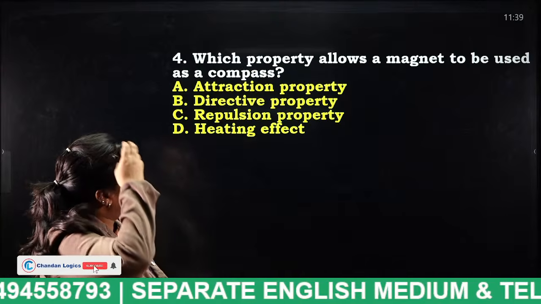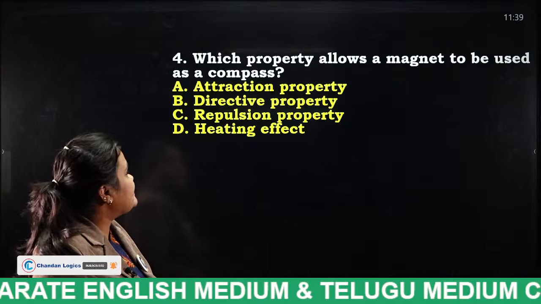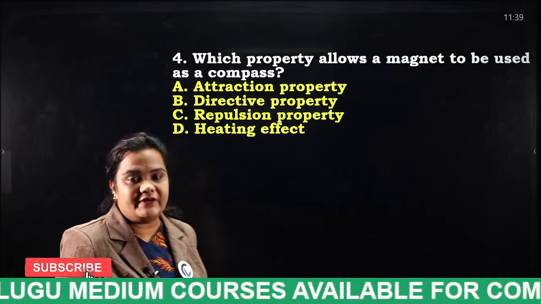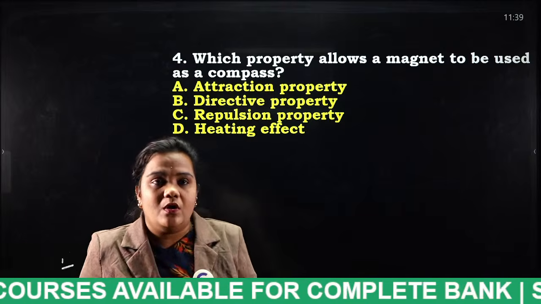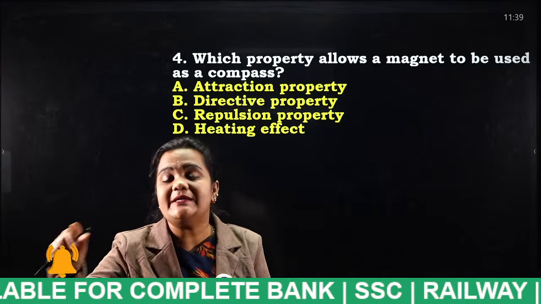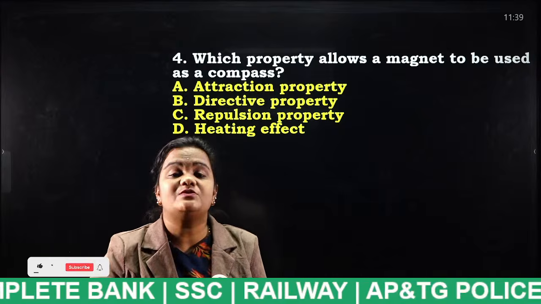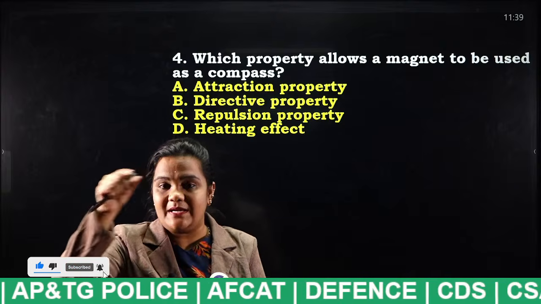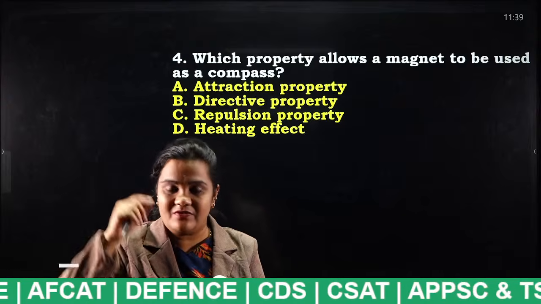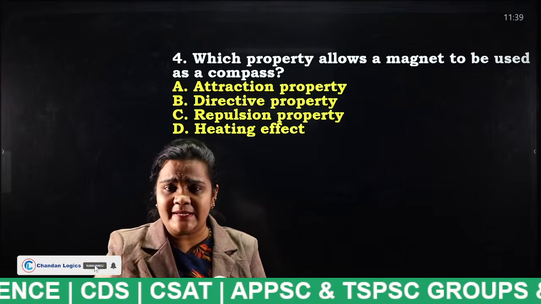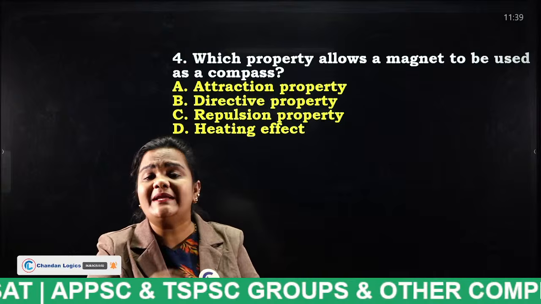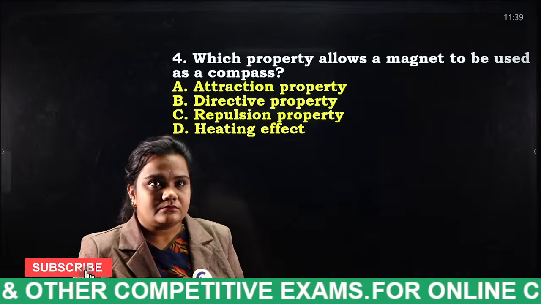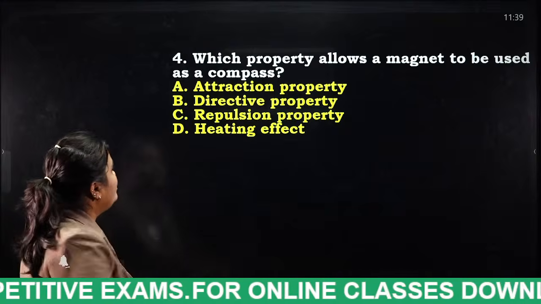Which property allows a magnet to be used as a compass? Attraction property, directive property, repulsion property, or heating effect? I have already explained this, with examples also. When a magnet is suspended freely, what happens to that magnet, students? It will automatically take the north-south direction. Yes, directive property.